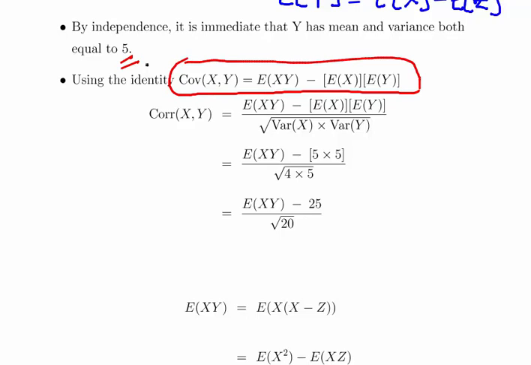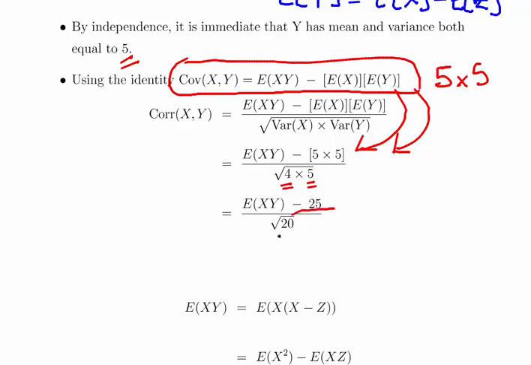And we just work those out. 5 times 5 actually, so I'll make a note of that: 5 times 5. Now the variance of x and the variance of y we've just figured out. We're given that, and we're given that. That's almost identical to the last question. So that's the square root of 20 there.